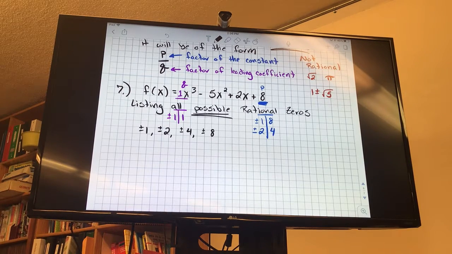So if this has any rational zeros, any at all, it's going to be one of those 8 numbers. Do you agree there's 8 numbers there? Okay, so it's going to be one of those 8. Now we need to test them and see which ones work.